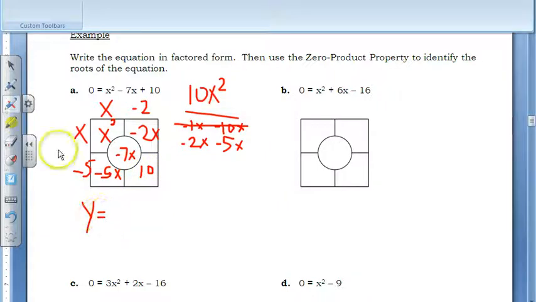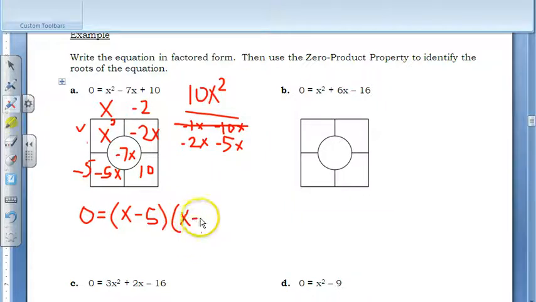My answer in factored form is 0 equals the quantity of x minus 5 times the quantity of x minus 2. And so I know I have x negative 5, so I made it a minus, x negative 2, so I made it a minus. Then using the zero product property, if x minus 5 is a factor, then 5 is a solution. If x minus 2 is a factor, then 2 is a solution. So just like with solving the vertex form equations, I get my two answers. And that is how we solve a factored form equation.